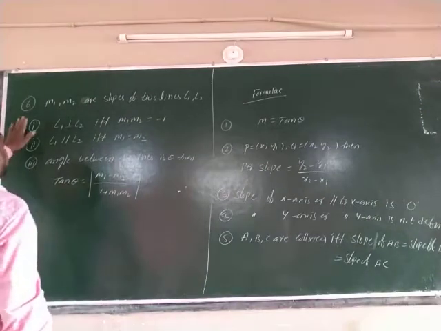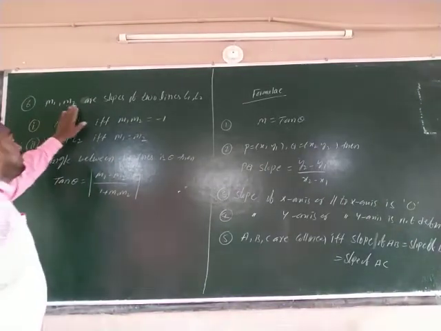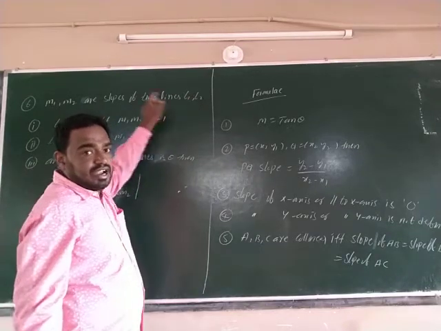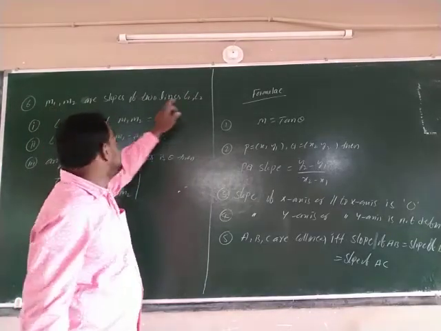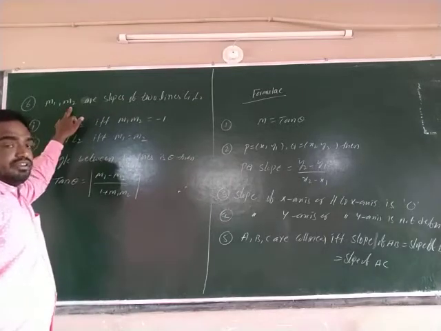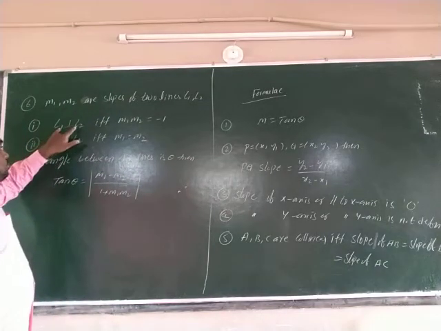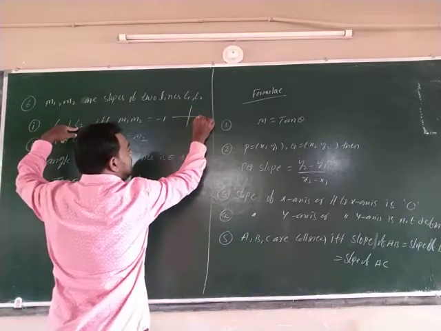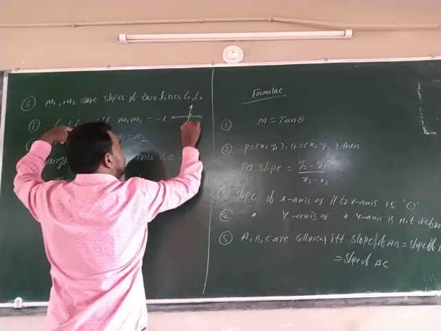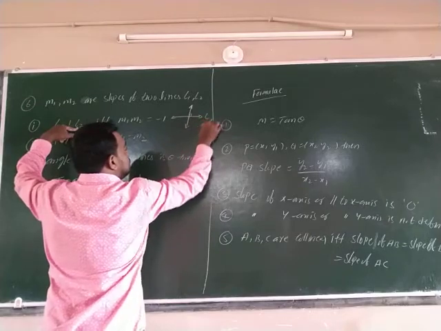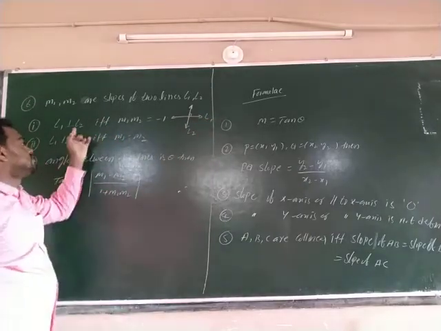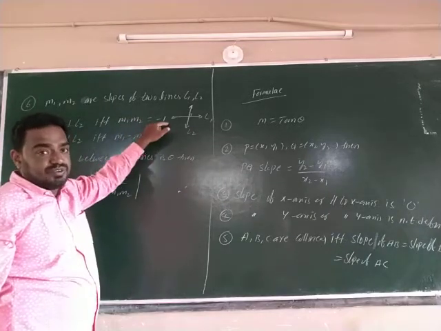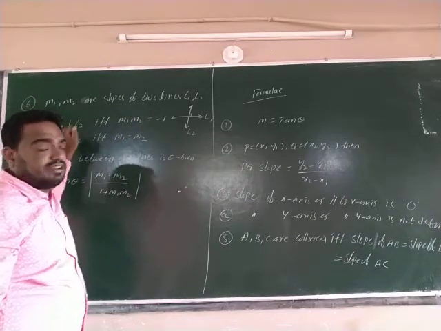Next, sixth formula. m1 and m2 are the slopes of the two lines L1 and L2. L1 line slope is m1, L2 line slope is m2. If two lines are perpendicular to each other, then the product of the slopes is equal to -1.